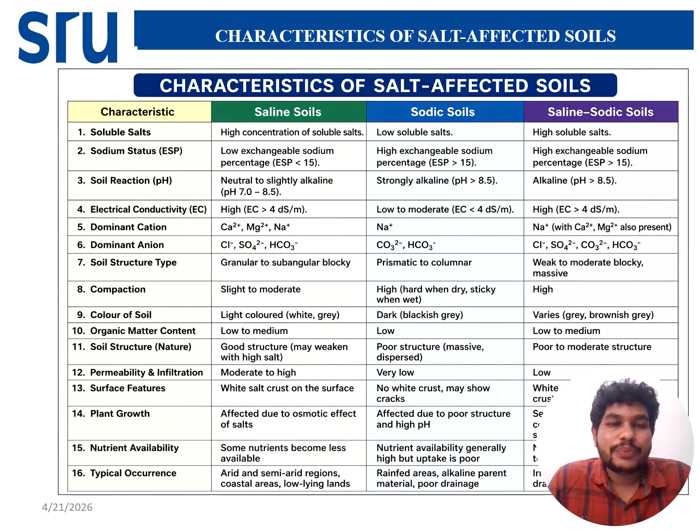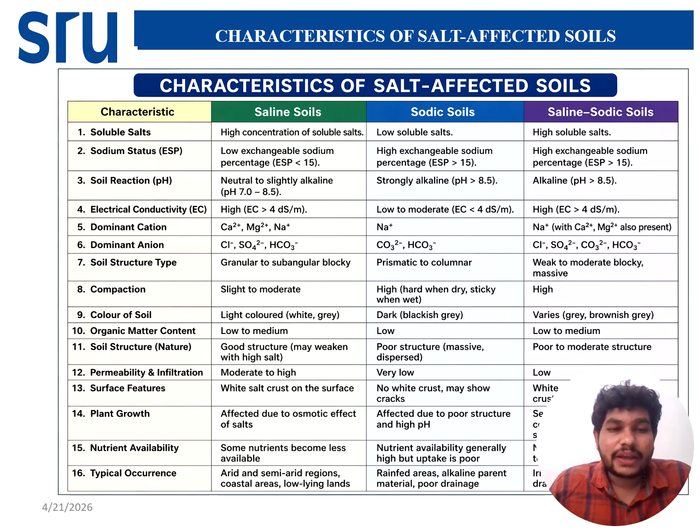Then the pH of saline soil will be less than 8.5, in the range of 7 to 8.5. Sodic soil pH will be more than 8.5, and saline sodic soil pH is also more than 8.5. Then the sodium status, that is ESP, the exchangeable sodium percentage, is less than 15 in saline soil, more than 15 in sodic soil, and also more than 15 in saline sodic soil.